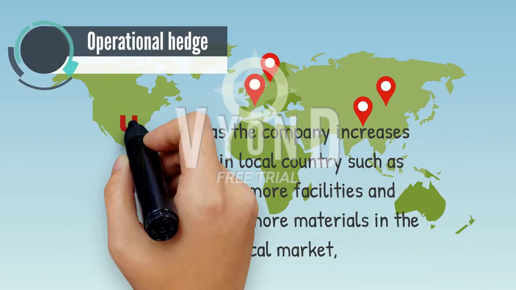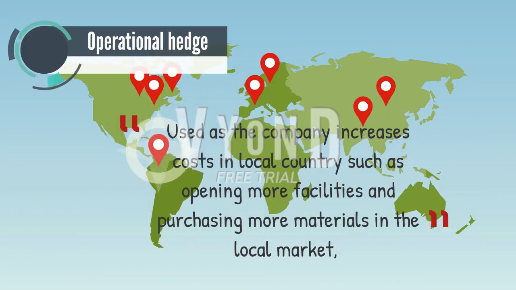Another strategy that is available to Apple is operational hedge. The operational hedge is used when the company increases costs in local countries, such as opening more facilities and purchasing more materials in the local market, so that revenue and positive cash flows are reduced by such expenses. This would reduce the exposure for Apple.